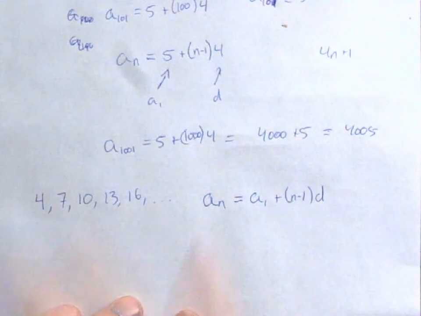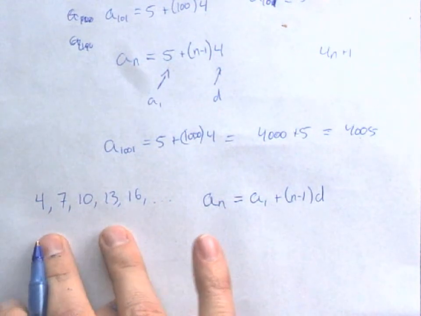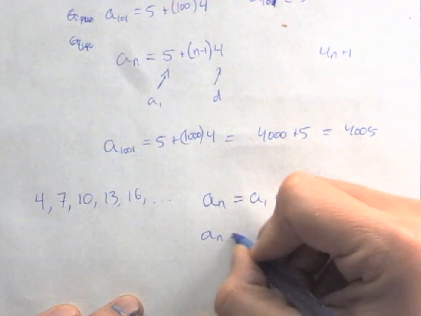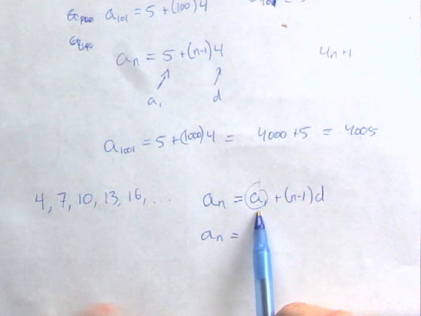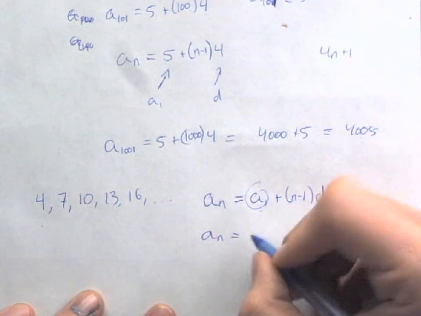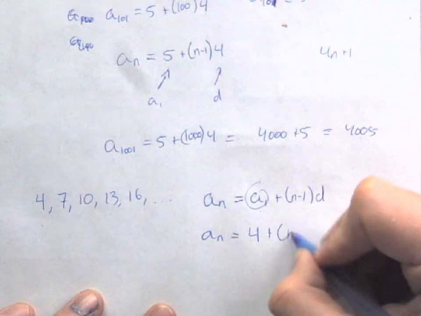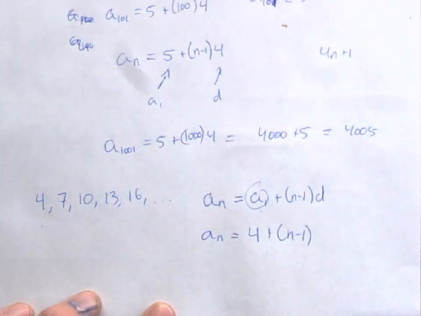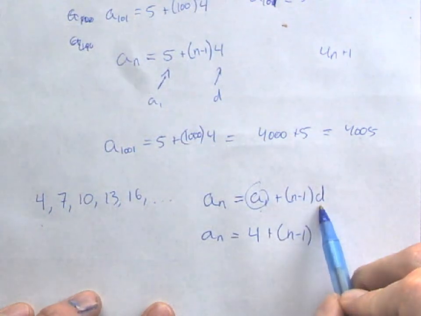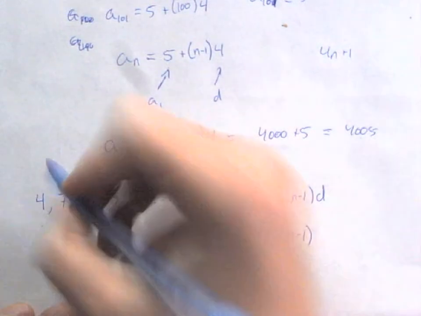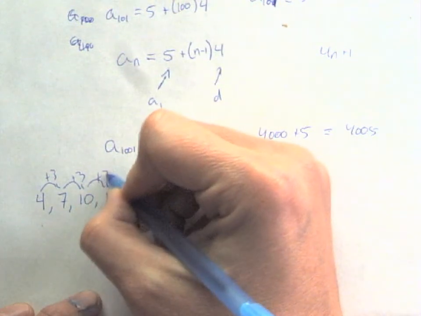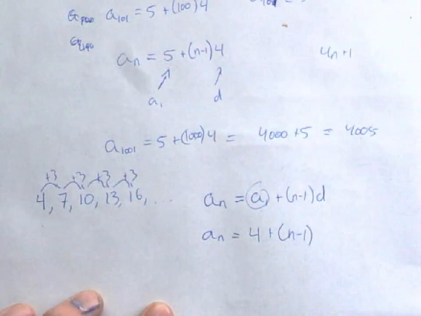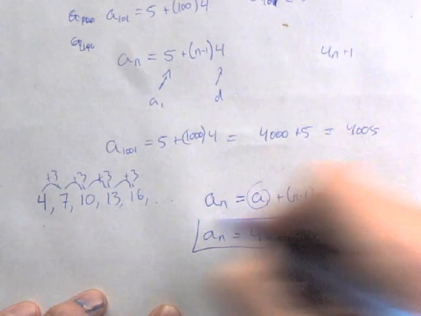Okay. So for this sequence here, this specific one, our equation is a(n) equals, we're going to replace this guy with the first term. So a1 means what's the first term? There it is. There's the first term, 4. Okay, we keep the n minus 1. That doesn't change. And then we replace d. So d is your common difference. And in this case, the pattern is plus 3, plus 3, plus 3, plus 3. So this is going to be a 3. Okay, so this right here is your explicit formula.